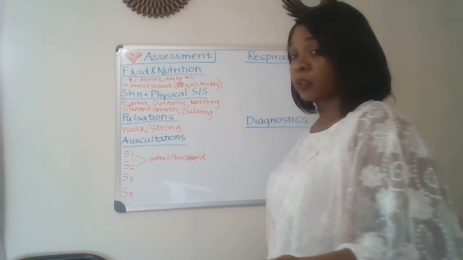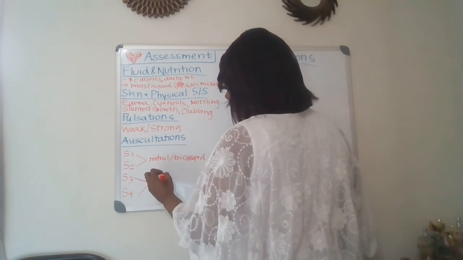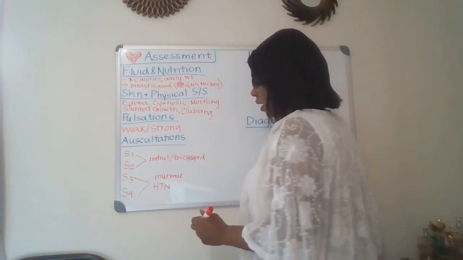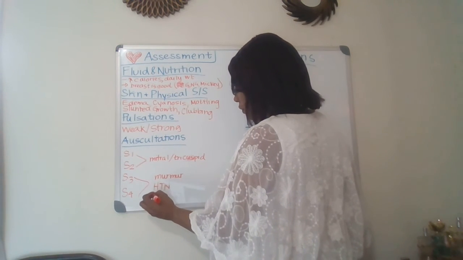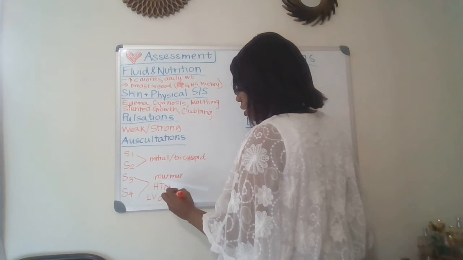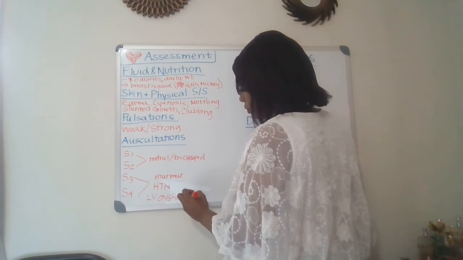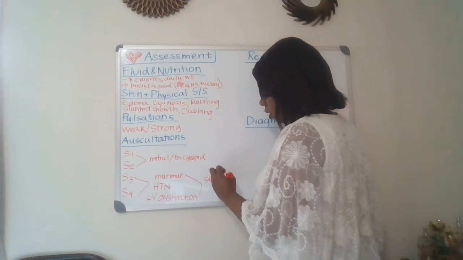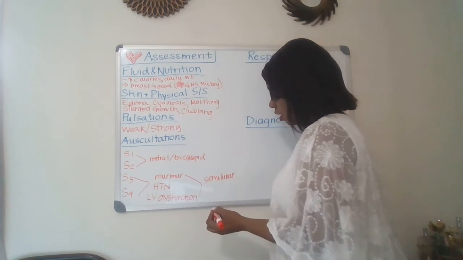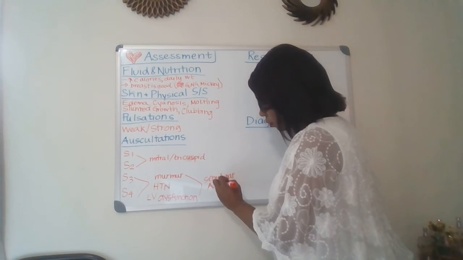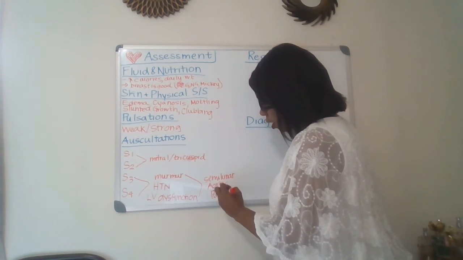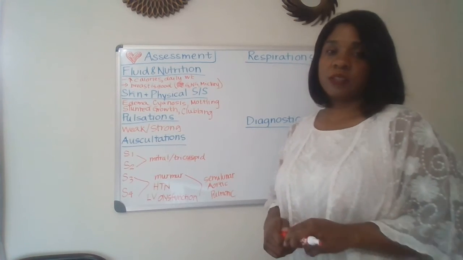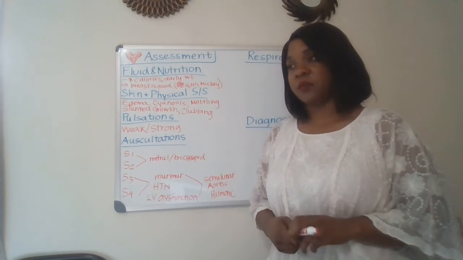Your S3 and S4 sounds are associated with murmurs, hypertension, and left ventricular dysfunction, and these have to do with your semilunar valves. Those semilunar valves are your aortic and your pulmonic. So those are not good. If you hear an S3 or S4 sound, it's not good. Keep doing your assessment, please.